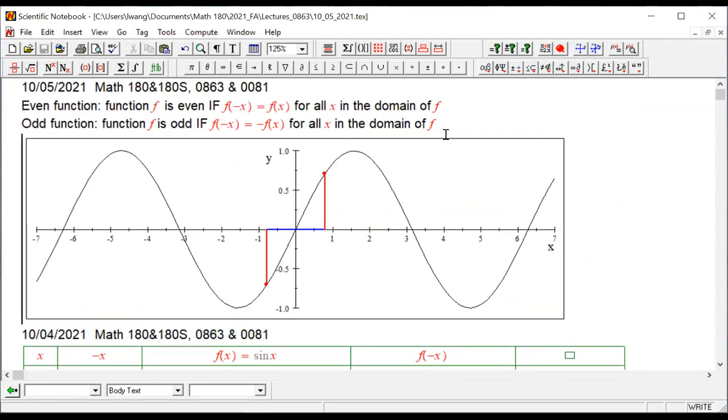So this is the sine curve. As we talked about, this is an odd function, right? When the inputs are opposites, their respective outputs are also opposite. That's what we observe.